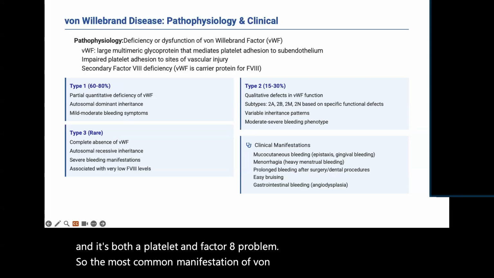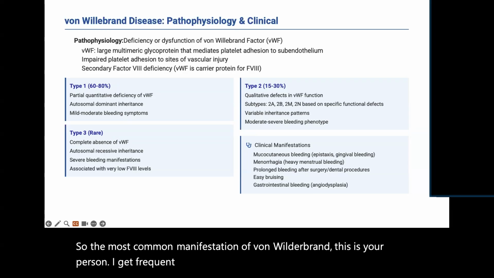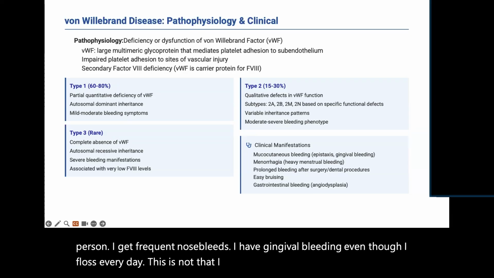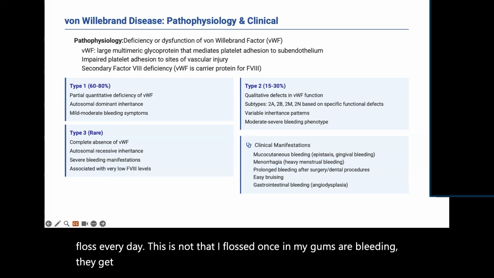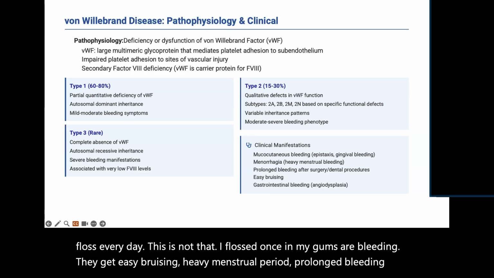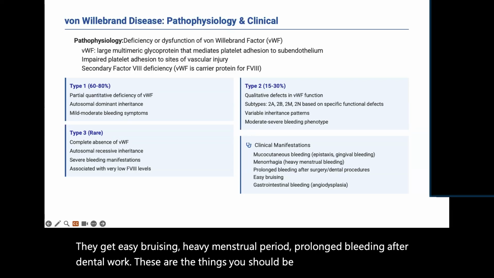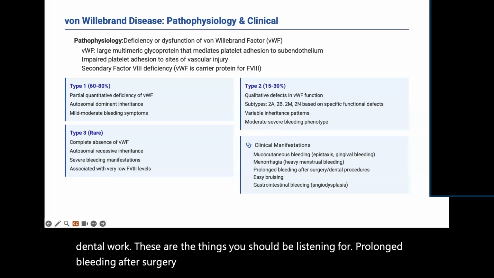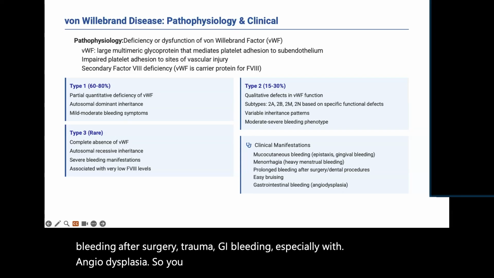So the most common manifestation of von Willebrand's, this is your person who says, I get frequent nosebleeds, I have gingival bleeding, even though I floss every day. This is not that I flossed once and my gums are bleeding. They get easy bruising, heavy menstrual periods, prolonged bleeding after dental work. These are the things you should be listening for. Prolonged bleeding after surgery, trauma, GI bleeding, especially with angiodysplasia. So, you know, these are like varicosities or things.